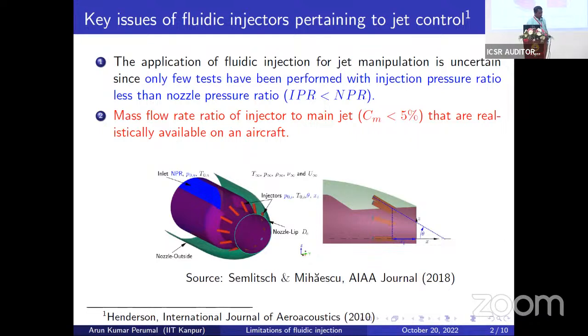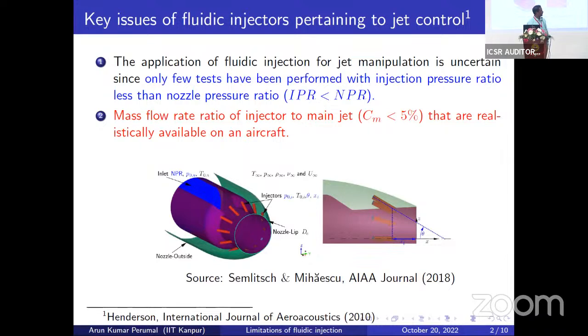One such schematic of a nozzle is put over here. There is a convergent divergent nozzle, and these red ones are the injectors where we can inject fluids into the nozzle. Fluidic injections have been applied to multiple scenarios like airfoil flow separation, thrust vectoring, mixing, acoustics, and multiple such applications. But the key is that it's still in the development stage because of a few limitations, which you will see.